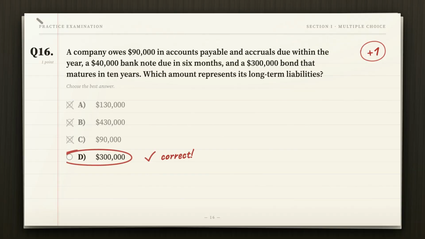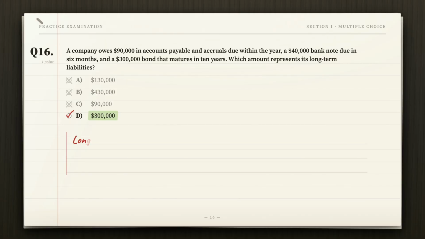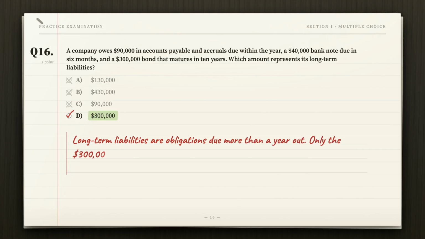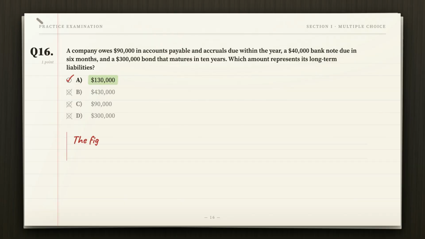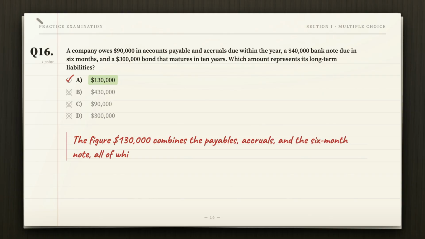The correct answer is D. $300,000. D is correct because long-term liabilities are obligations due more than a year out. Only the $300,000 bond maturing in 10 years qualifies, so long-term liabilities equal $300,000. A is wrong because the figure $130,000 combines the payables, accruals, and the 6-month note, all of which are current liabilities due within a year, not long-term.